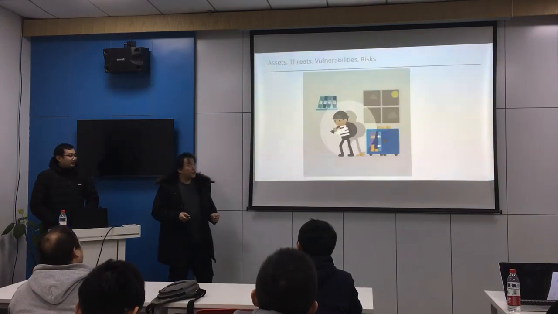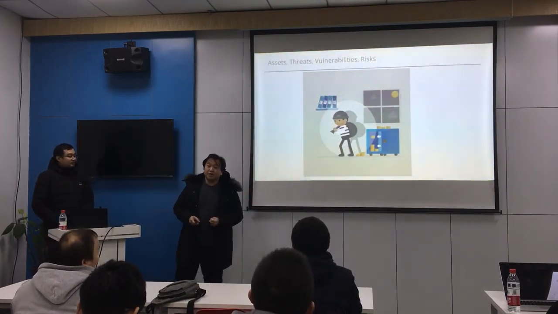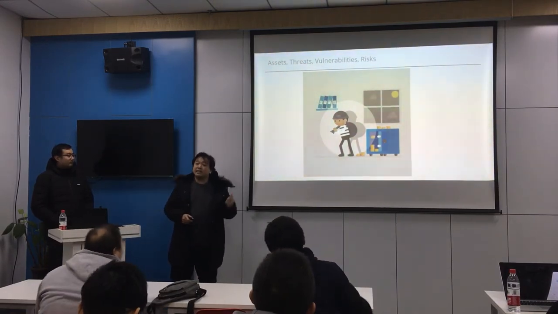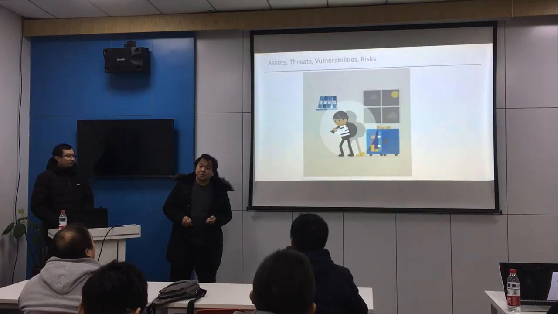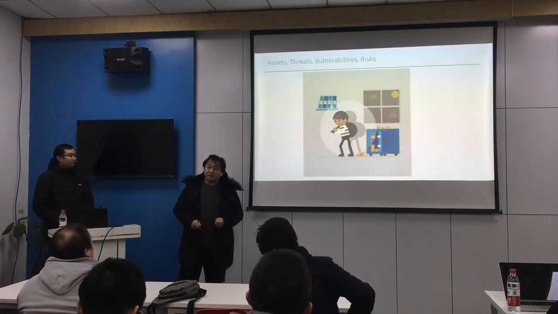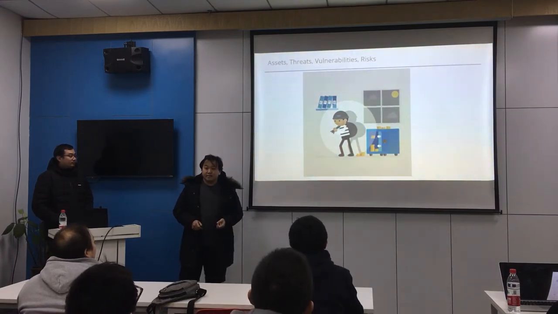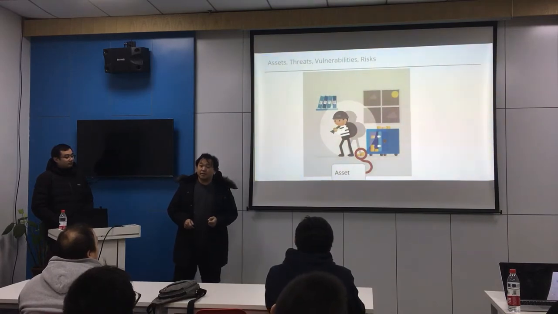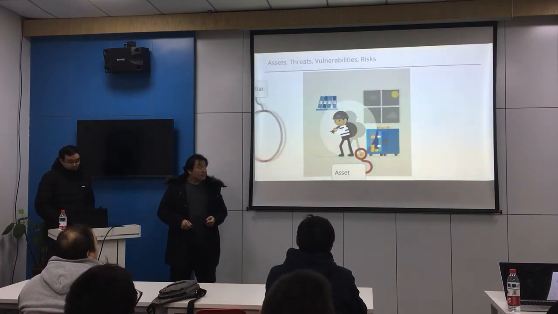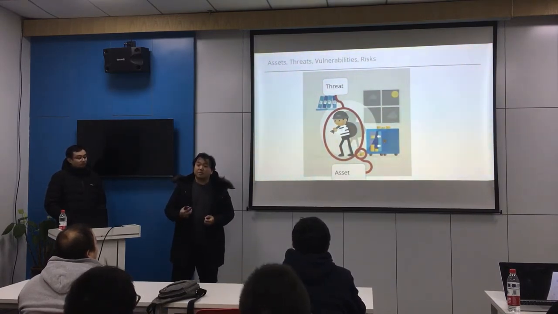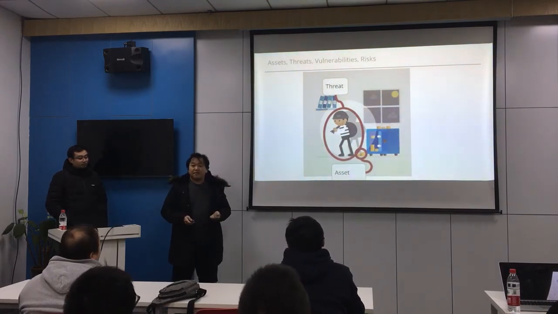So I'm just going to show you a picture of a situation here, and we're going to use the definition that Roy has already given before to identify the things inside this picture. So obviously this is a robbery or a burglary in progress. So what are the assets? Assets will be the gold coins or the money. Those are the things that you want to protect. What is the threat? The threat will be the thief, the actor. A threat will be something that has motivation, that has potential to do damage. It's the thief in this case.